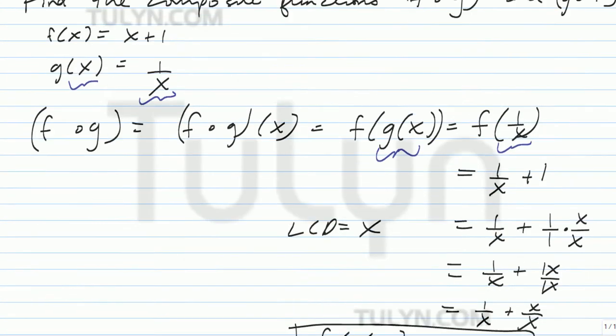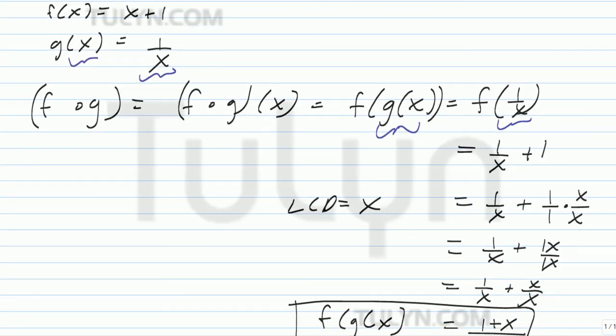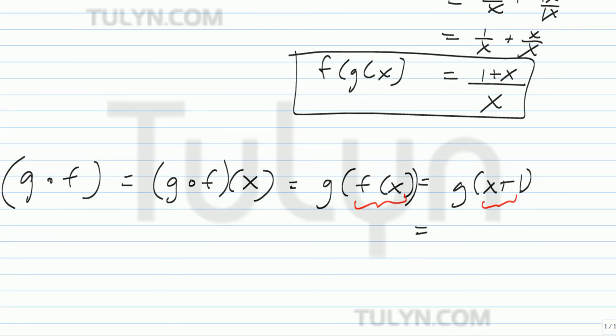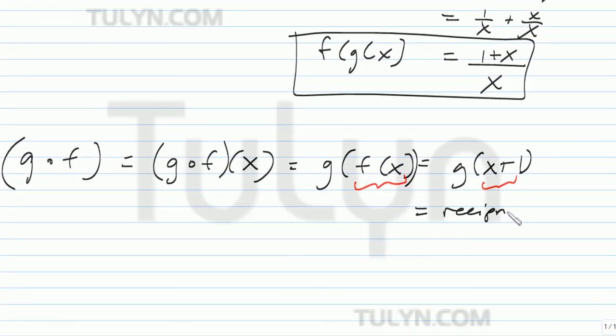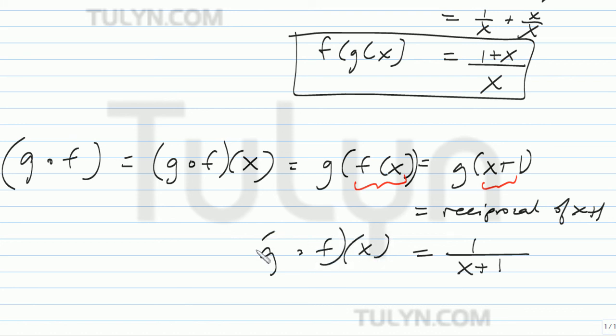And g of x says to put whatever's inside parentheses in the reciprocal. So find the reciprocal of x plus 1, and that's going to be 1 over x plus 1. So g of f of x is going to be 1 over x plus 1.